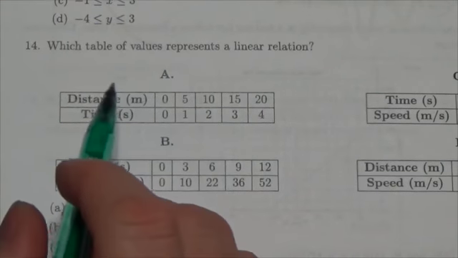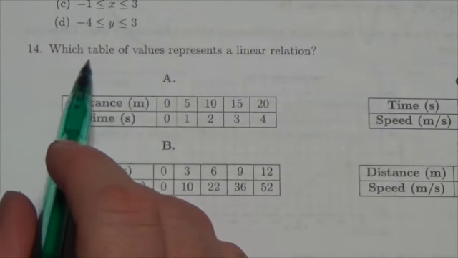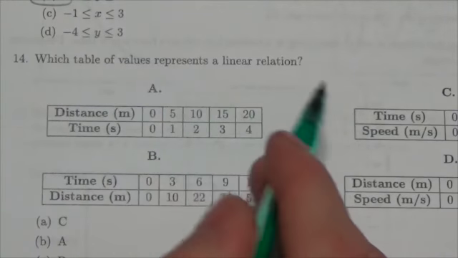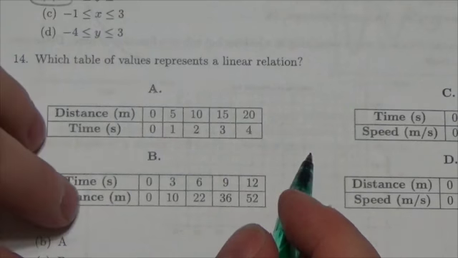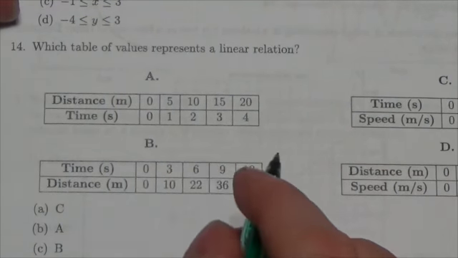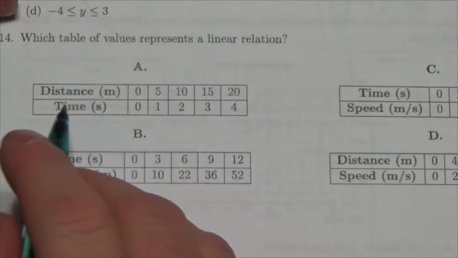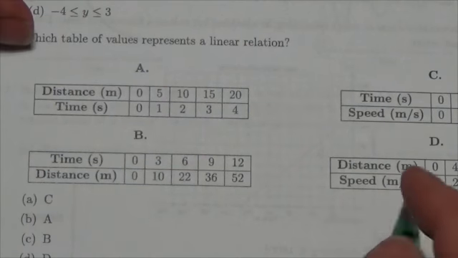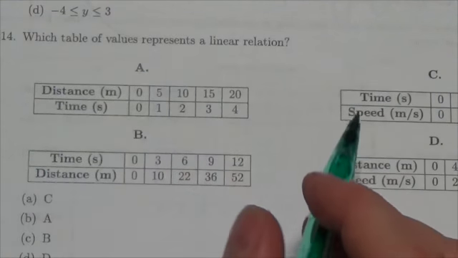Hi everyone. In this question, we're being asked which table of values, and we've got four of them here, represents a linear relation. Linear meaning that there is a direct proportion, or what we might call a partial variation. Essentially, as the independent variable increases, the dependent variable changes by a proportional amount. So let's take a quick look through here. Which one of these is linear?